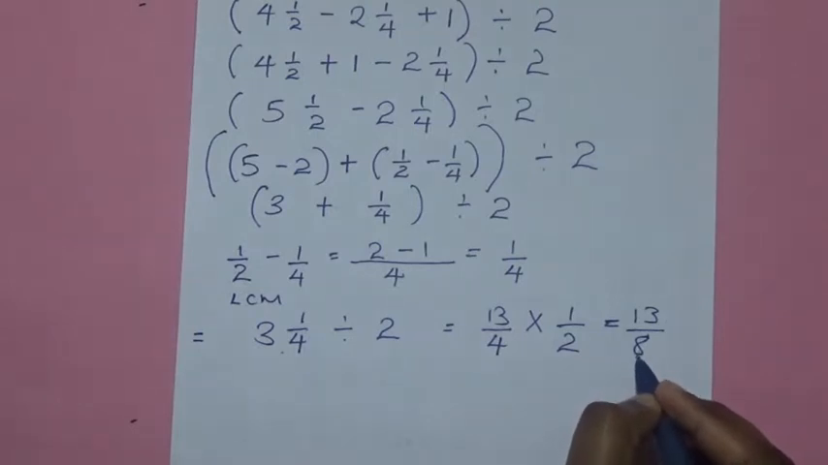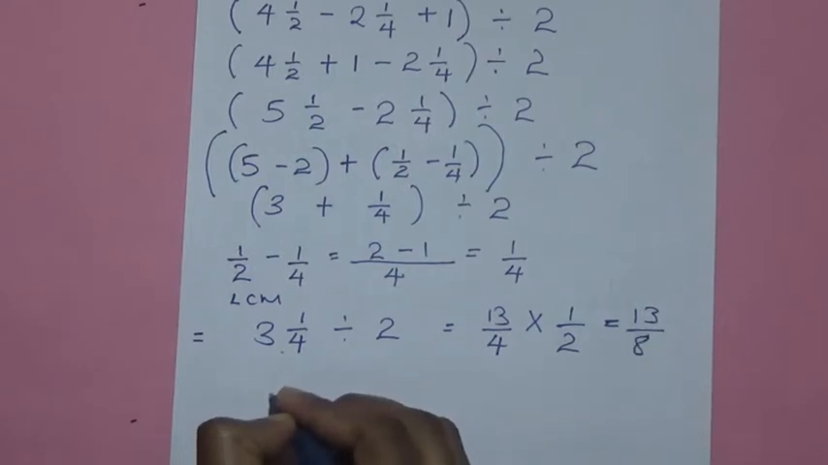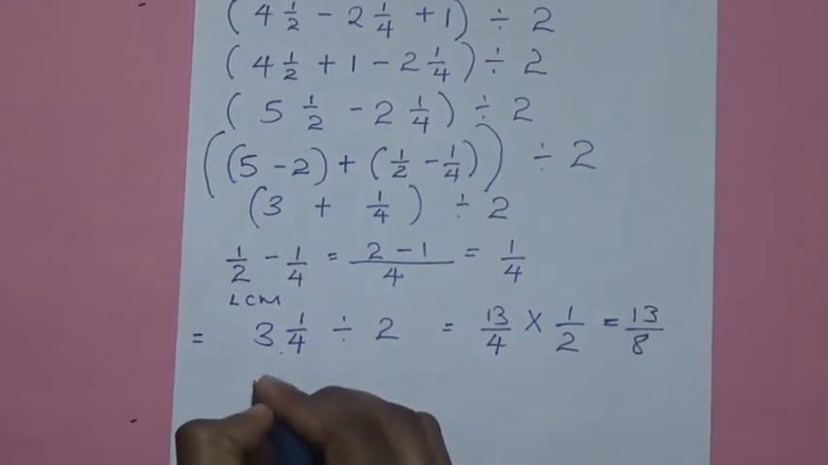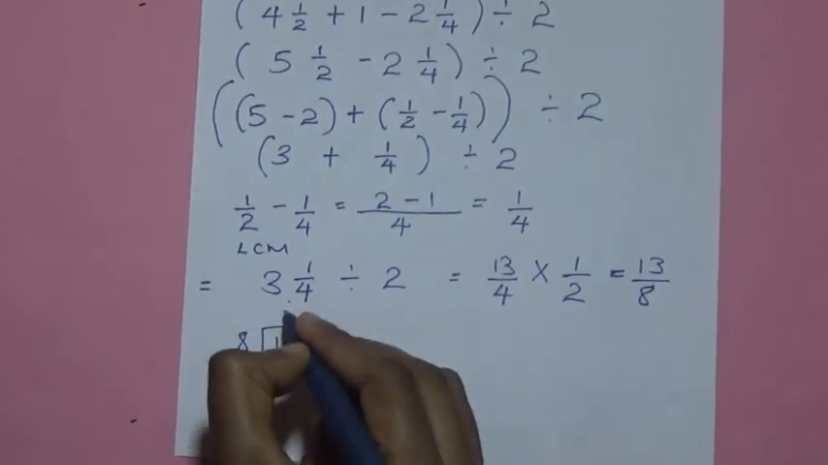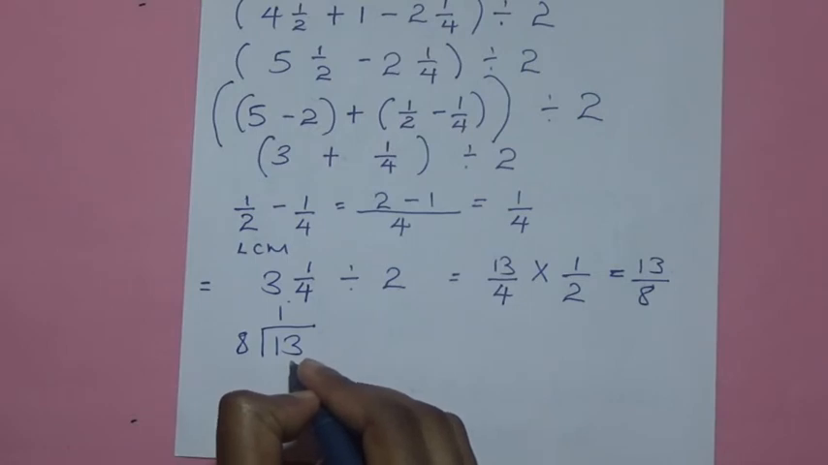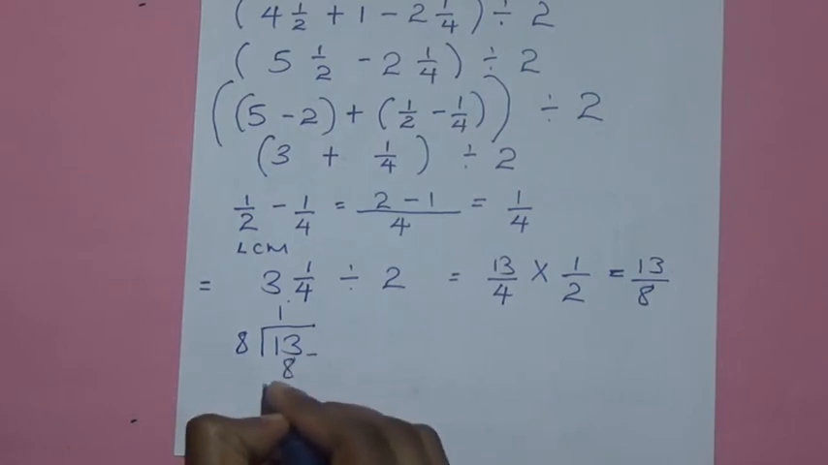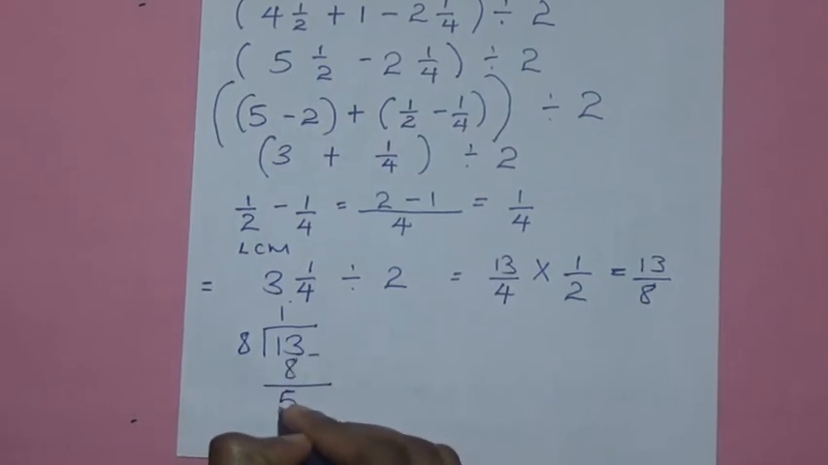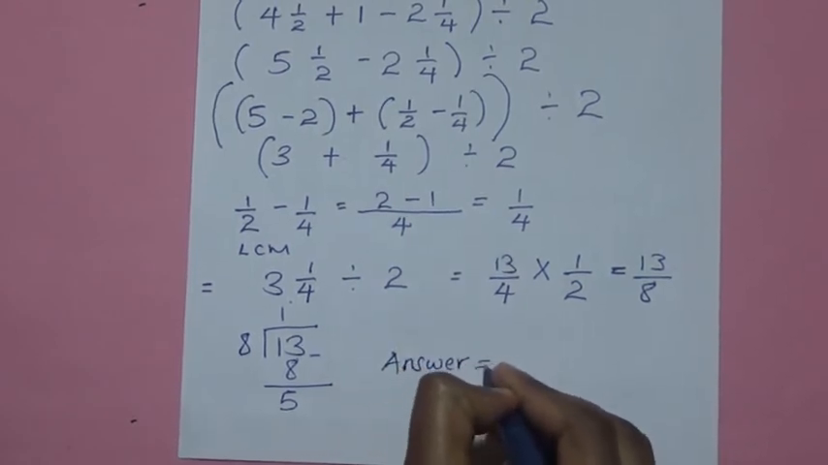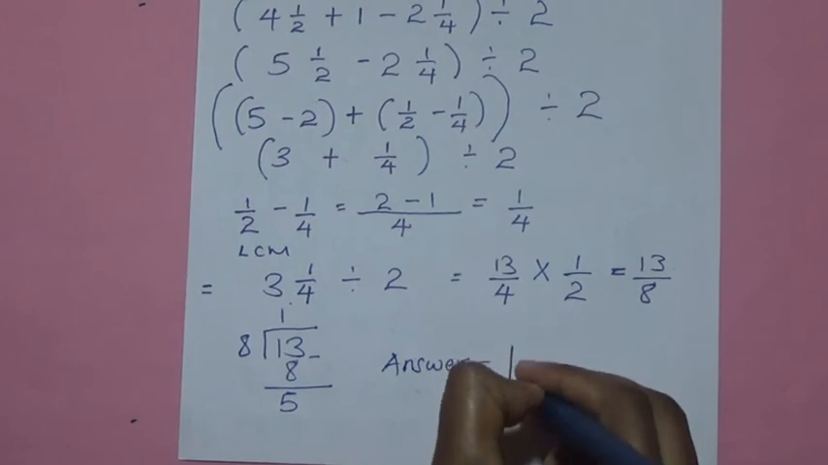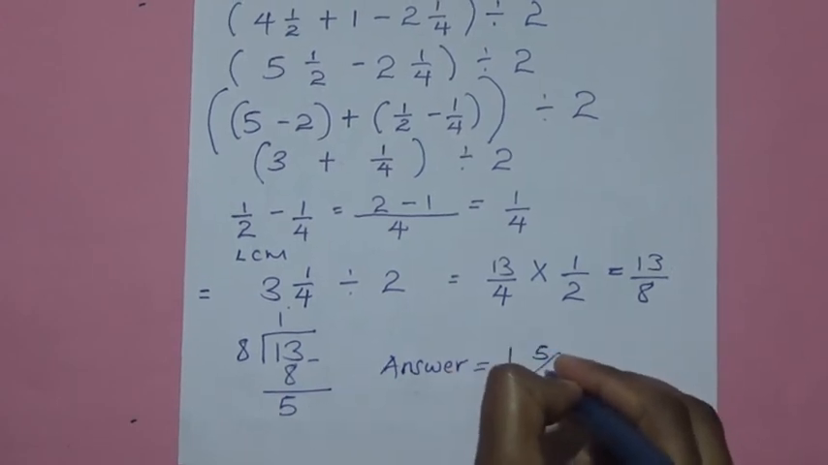So we need to change this into a mixed fraction by dividing 13 by 8. 13 divided by 8 will be 1, because 1 times 8 is 8, and when you subtract, you get a remainder of 5. So the final answer will be 1, the whole number, and 5 over 8.